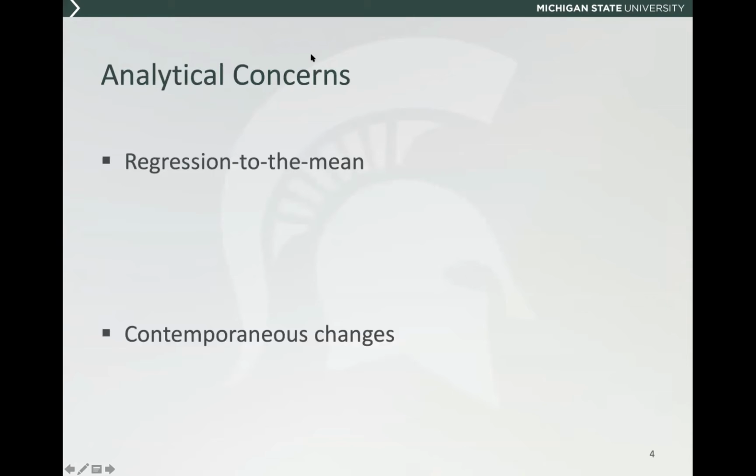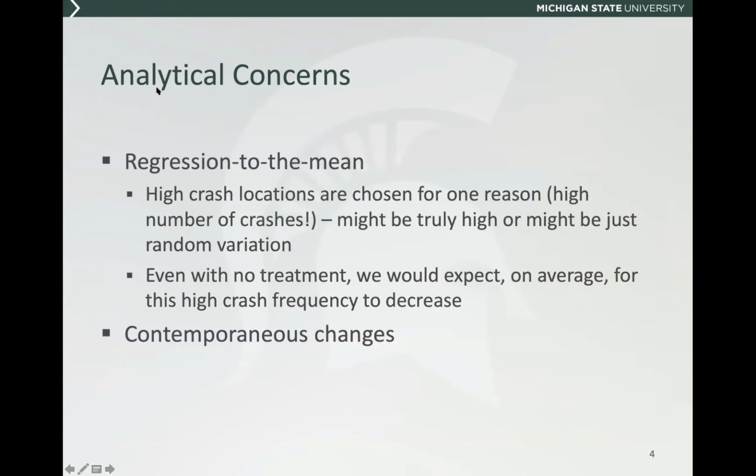Okay, and so within that context, there are a couple important analytical concerns that arise and create issues if we're trying to work with, say, just a simple naive before and after study design. And one of the most important of those relates to regression to the mean, which we've introduced previously. When we think about safety improvement projects, they tend to be implemented at locations that experience larger than average numbers of crashes. So locations with a crash history.